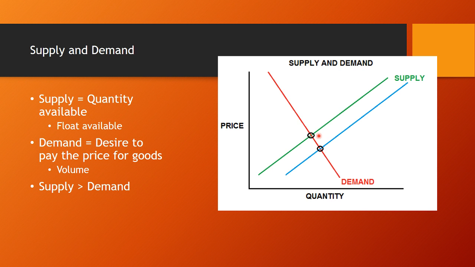So let's say you're comparing two stocks with the same volume, but two different floats, one with the smaller float and one with the higher float. Even with the same volume, the stock with the higher float will move by a smaller percentage than the stock with the lower float. And like I said, this is because of scarcity.